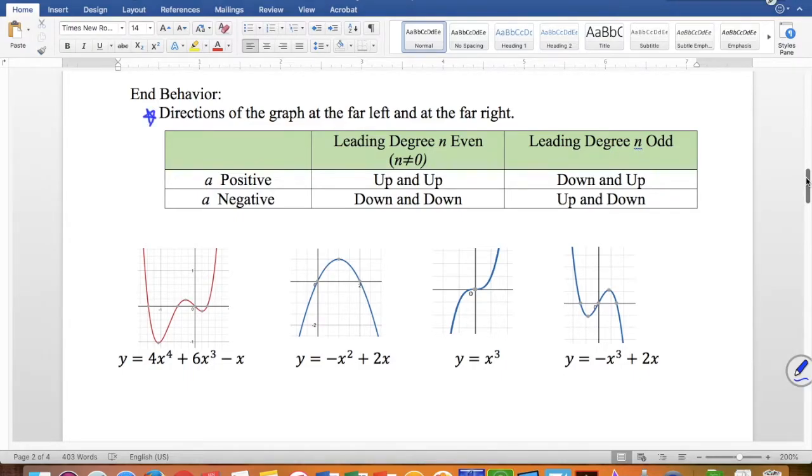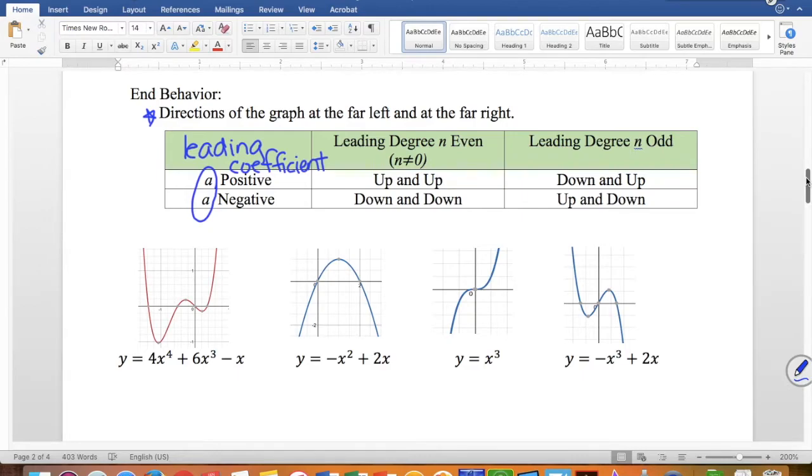So here's what we want to look at. Remember when we have an A, your A is always your leading coefficient. So it's going to be the coefficient of the term with the greatest degree, or the largest exponent. So your leading coefficient is always going to have your A. Okay, and we'll talk about that when we get down to the examples down here.